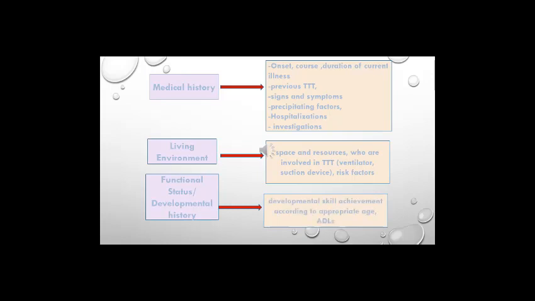To continue, note the medical history and the onset, course, duration of the current illness. We have to include any previous treatment, signs and symptoms, أي precipitating factors, or other investigations. في living environment, which is the space and resources, who was involved in treatment, الفنتليتر والsuction devices. في نقطة الfunctional status والdevelopmental history.